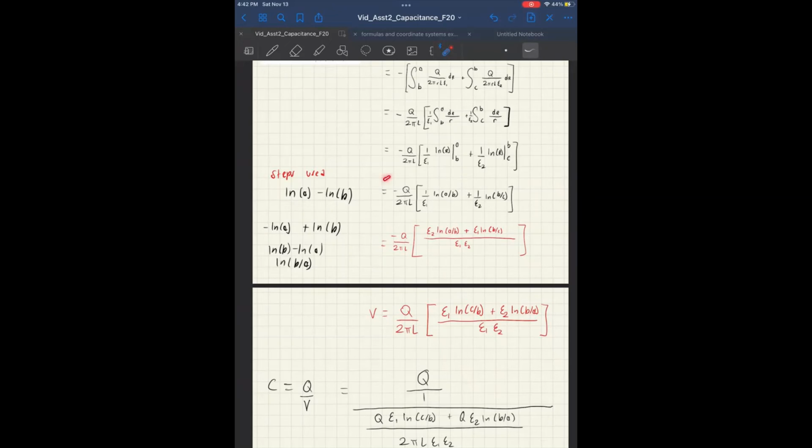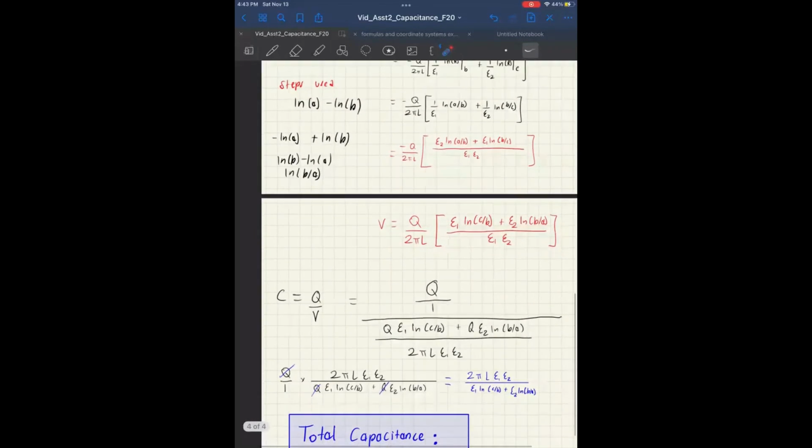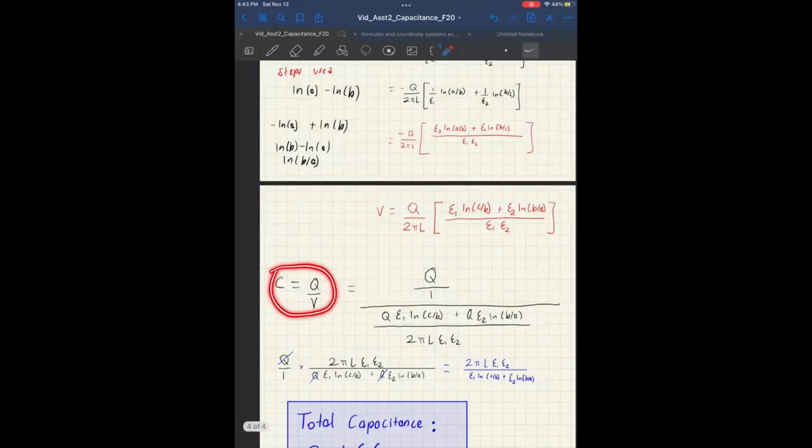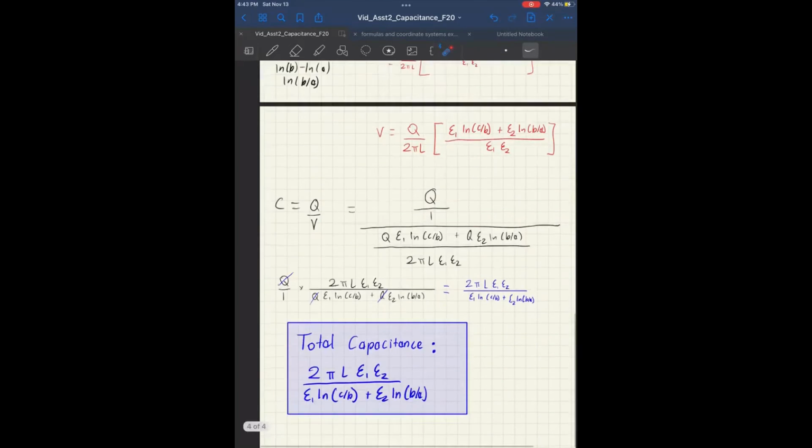Just a quick clarification, we can use this equation and it would still give us the same answer for capacitance. This is just the simplified version of it. Now we're near the end. The capacitance is just charge over voltage. We have charge, we have voltage, so now we just cancel out the Q, and this is our capacitance.